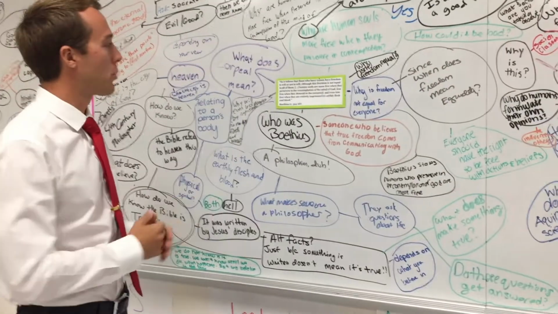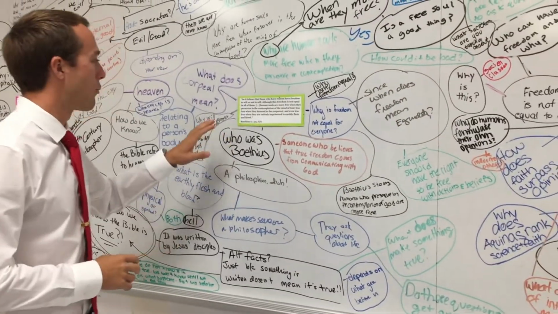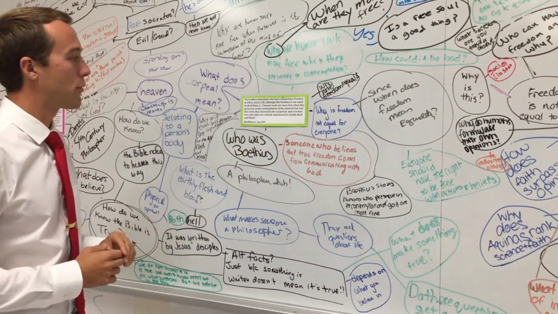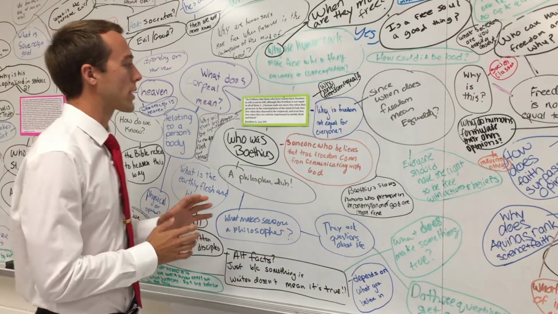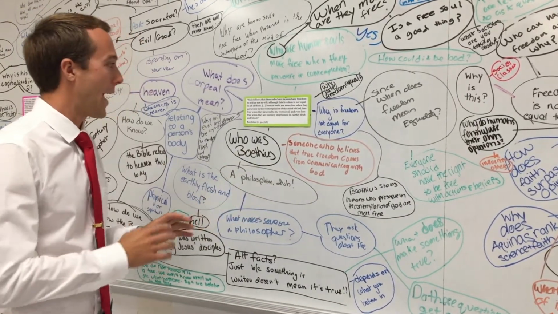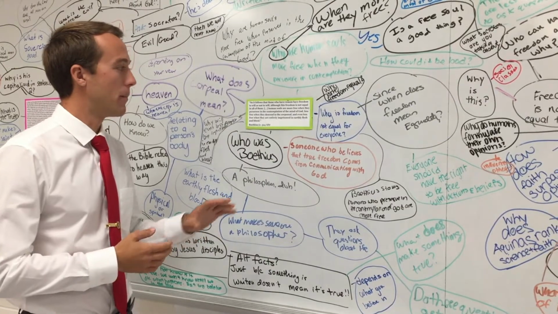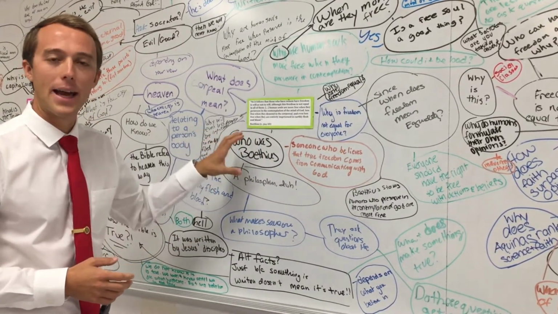Next, Boethius. Now Boethius is similar to St. Augustine, roughly 100 years later, 524, and his work is all about kind of the human soul and when it is more free in the mind of God and kind of less free when it's attached to the body.